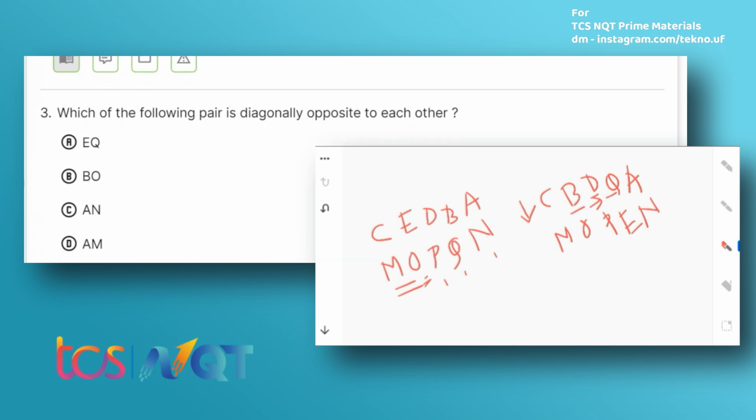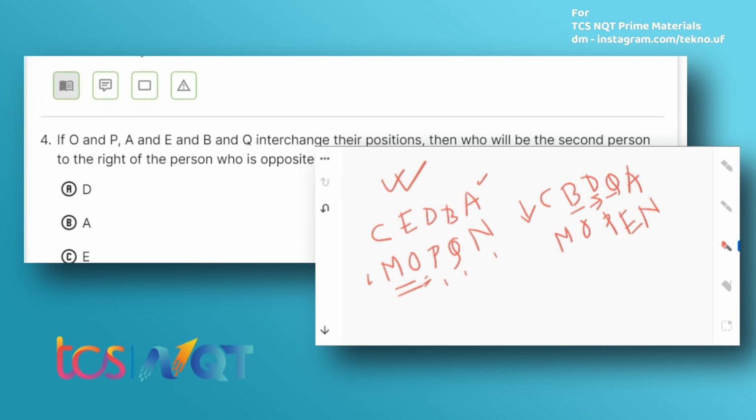So the next question is, which of the following pair is diagonally opposite to each other? So in this arrangement, you can see A and M are the persons who are diagonally present. Okay. So as expected. Okay.